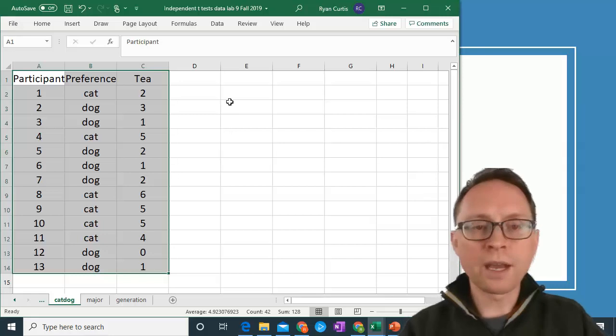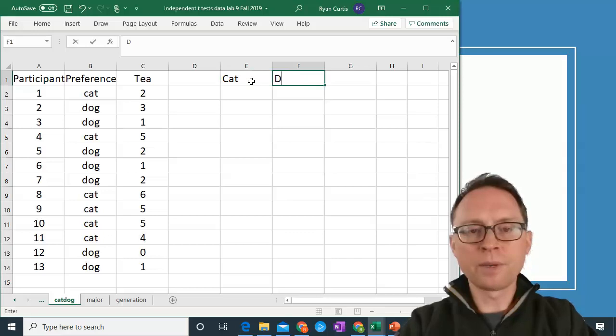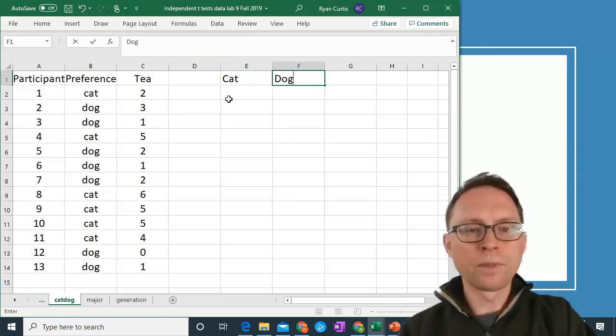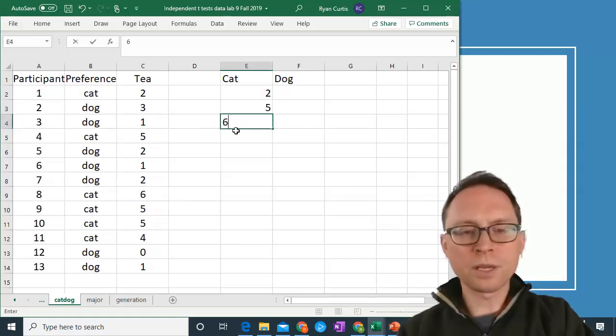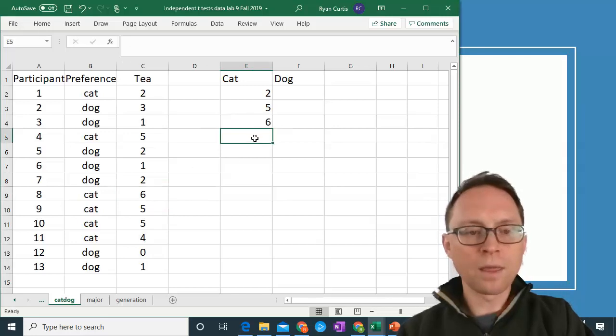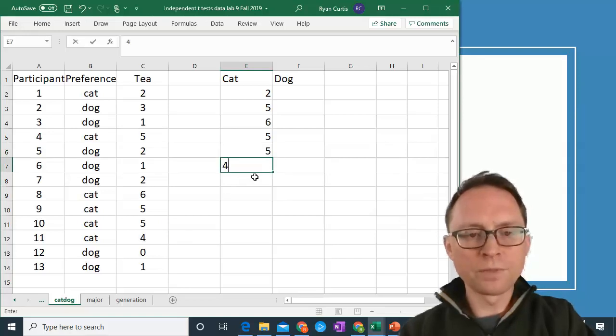All right, so let's go ahead and calculate this. First thing I'm going to do is get my cat people compared to my dog people. Person number 1 is a cat person and drank 2 cups of tea. Person number 4 is the next cat person and drank 5 cups of tea. Person number 8 is a cat person and drank 6 cups of tea. Person number 9 is a cat person and drank 5 cups of tea. Person number 10 is a cat person and drank 5 cups of tea as well. And person number 11 is a cat person and drank 4 cups of tea.